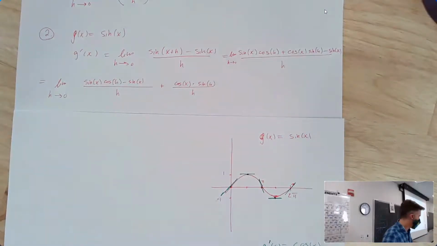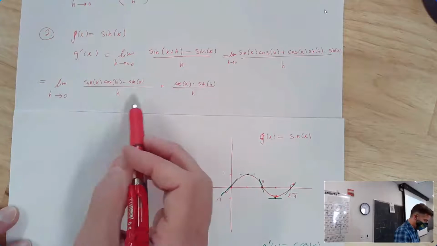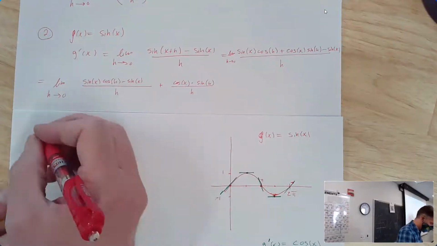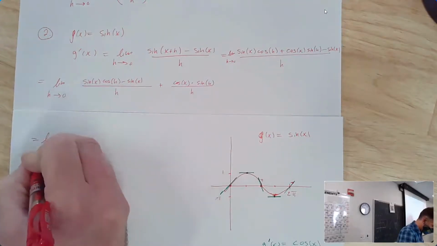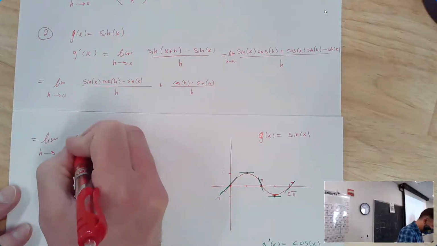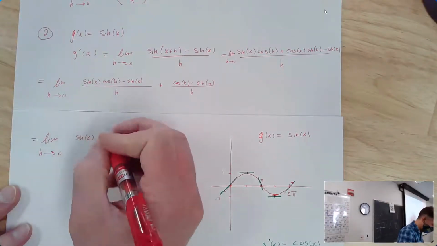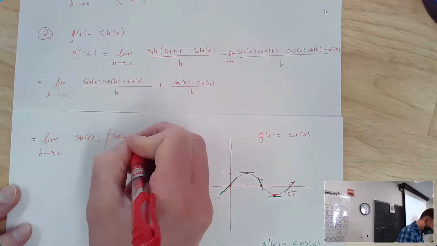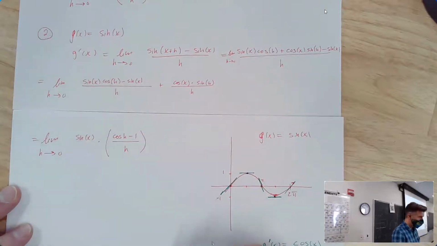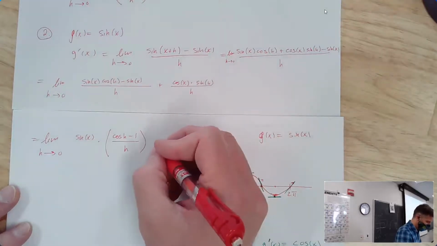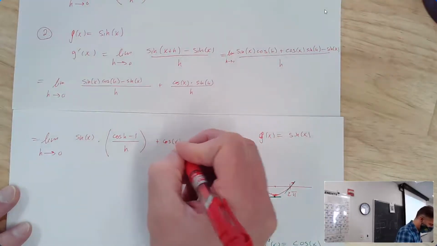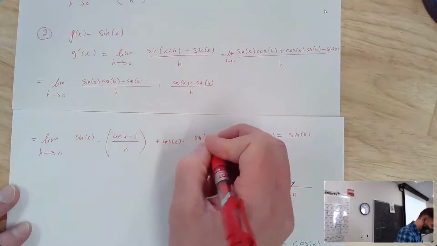Please stop me if you have questions. Okay, so now here's what we're going to do. For this first fraction, we're going to factor out the sine. So we rewrite this as the limit as h goes to 0 of sine of x times cosine of h minus 1, all over h. And for the second one, I'm going to factor out the cosine: cosine of x times sine of h over h.